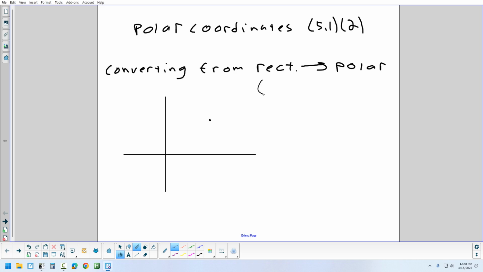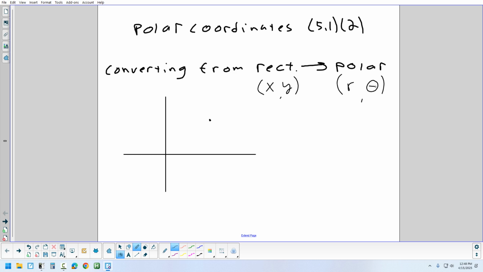In rectangular, they're going to give you two numbers. What do we call each number that they give you? X and Y. They're going to give you an X and a Y, and you have to change them into an R and a theta.